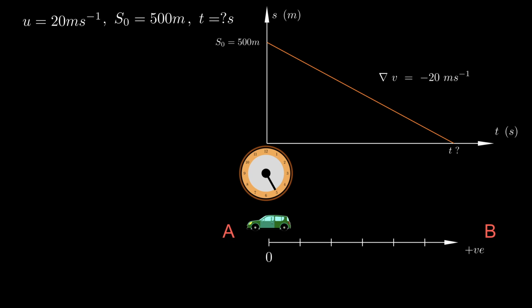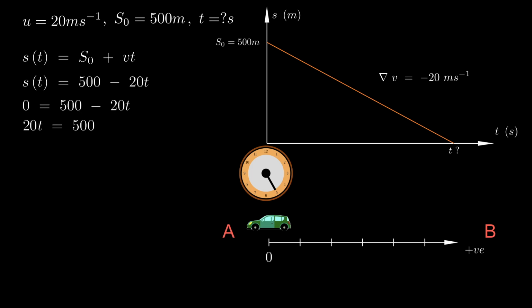With that in mind, we can now write the equation for the line. The vehicle completes its journey when its displacement becomes 0. By substituting 0 for displacement, we can find the time it takes to complete the journey. I hope this explanation was clear.